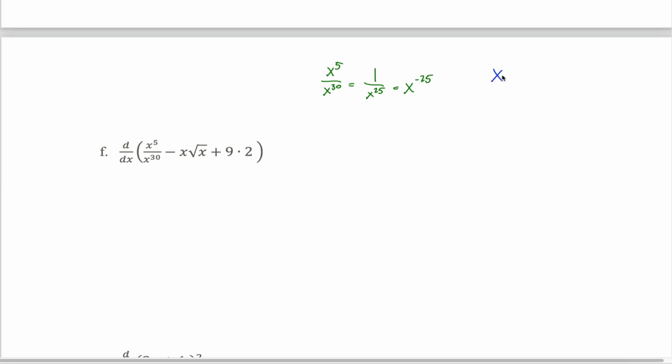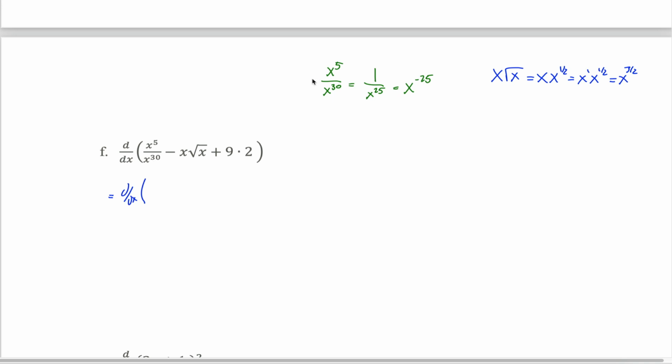Similarly, x times the square root of x is the same as x times x to the 1/2 power, which is the same as x to the 1st power times x to the 1/2 power, which is the same as x to the 3/2 power. Trust me, you want to go through these slowly and convince yourself of these facts. If you're good with these two facts, we can rewrite this problem and we can take the derivative.